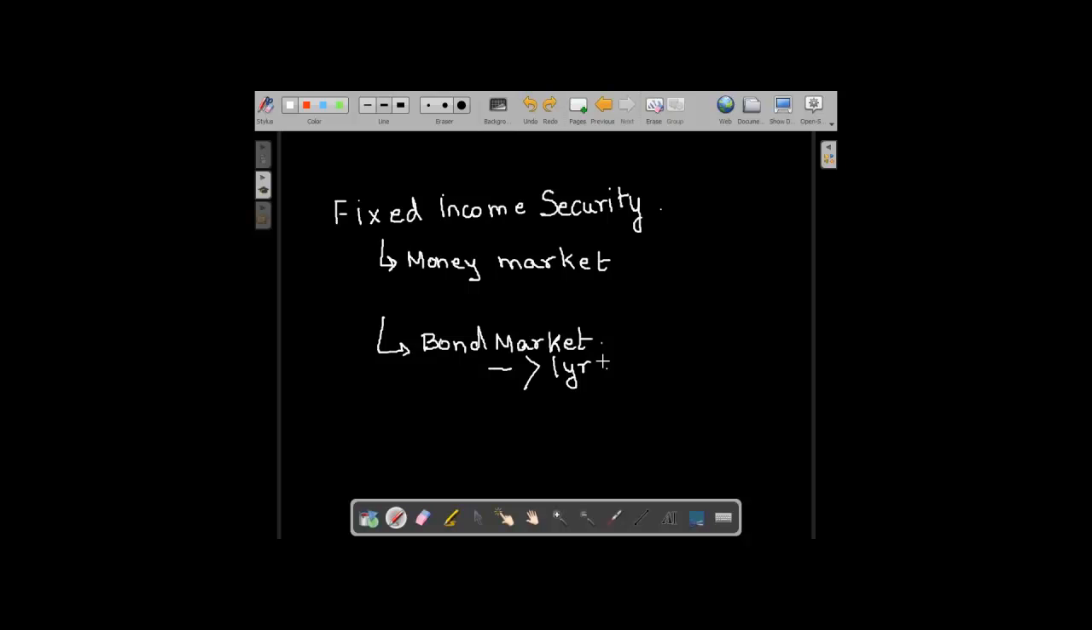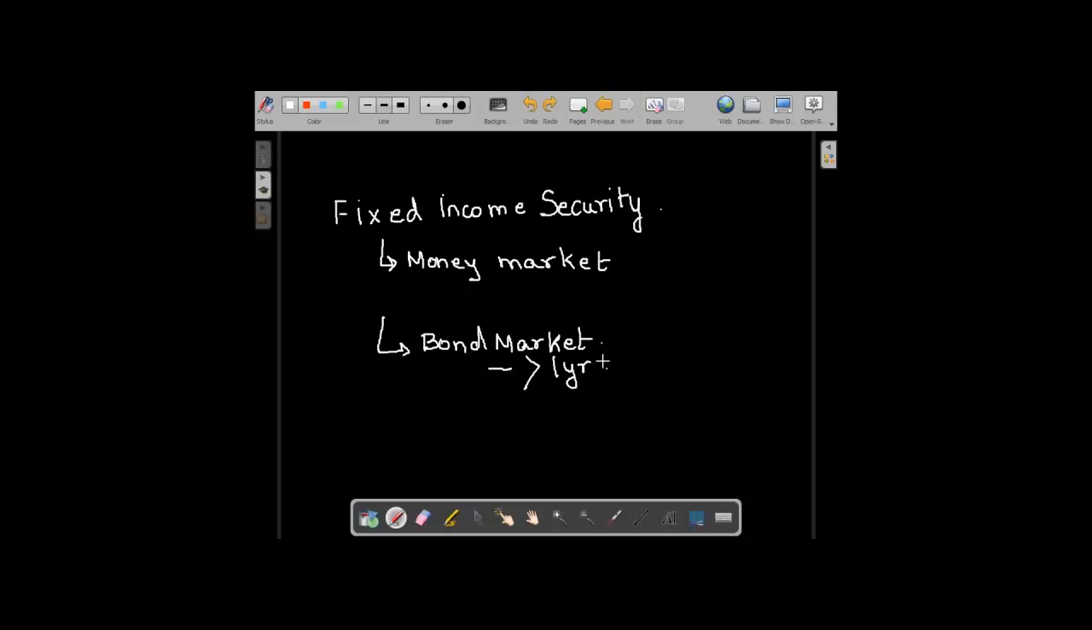Some examples of money market instruments are treasury bills, T-bills, which are exchange traded securities. We also have certificates of deposit, known as CDs, or commercial papers. These are all money market instruments normally with a maturity of less than 1 year. And then we have interbank money or bankers' acceptance, which are traded over the counter in the money market segment.